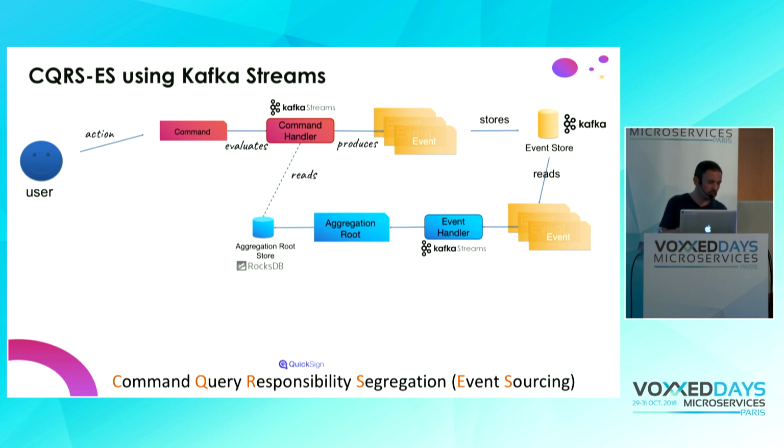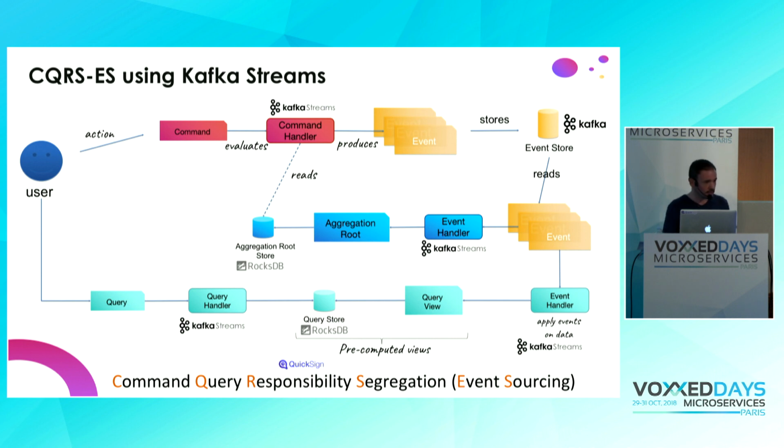Which is why one of the constraints of a CQRS-ES architecture is that you want to process all the commands and events related to a given aggregation root sequentially. There are many reasons, but one of them is that when you read the previous state from your aggregation root store, you are sure to read the previous state before evaluating a new command regarding that aggregation root.